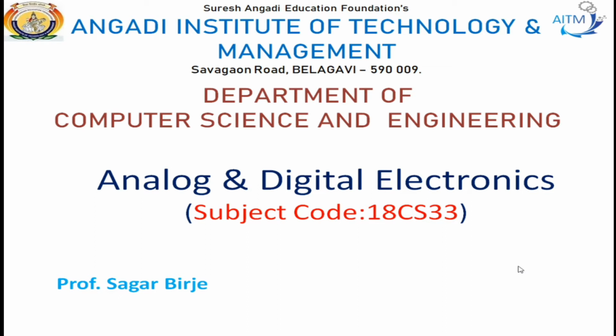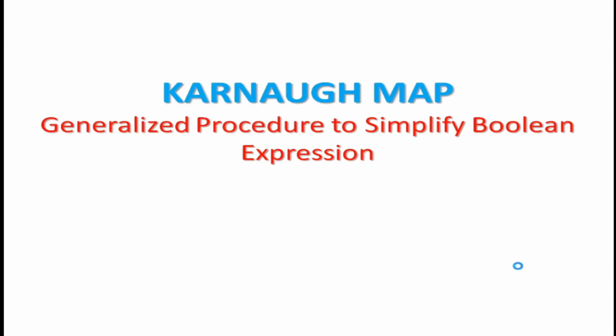electronics. In this presentation, we are going to discuss the generalized procedure to simplify the Boolean expression using K-map. So here we are going to discuss two generalized procedures: for the Boolean expression in sum of product form and the Boolean expression in product of sum form. So let us start with the first part, that is the sum of product form expression.